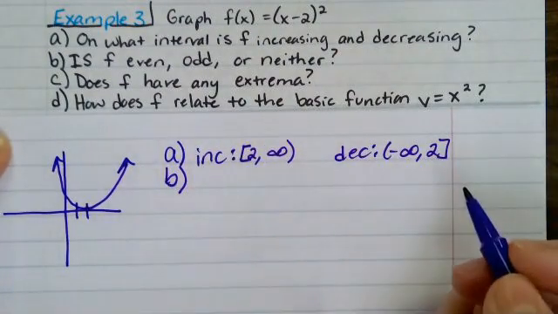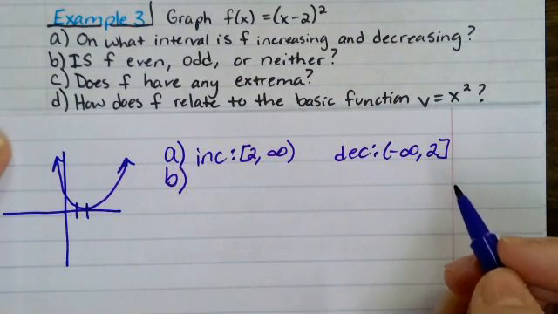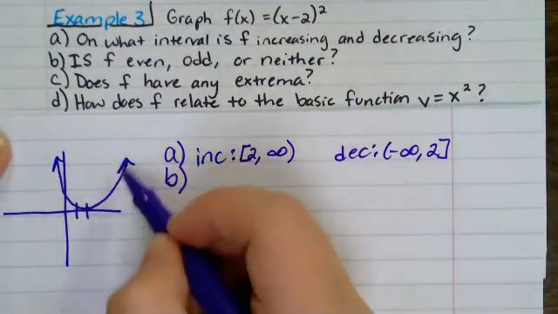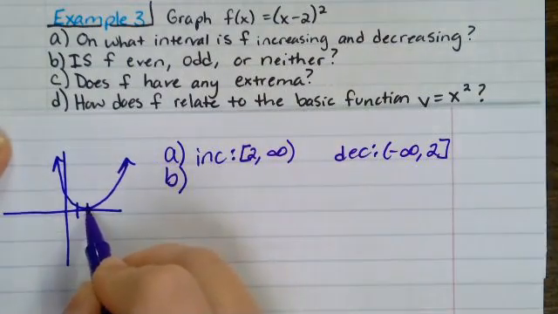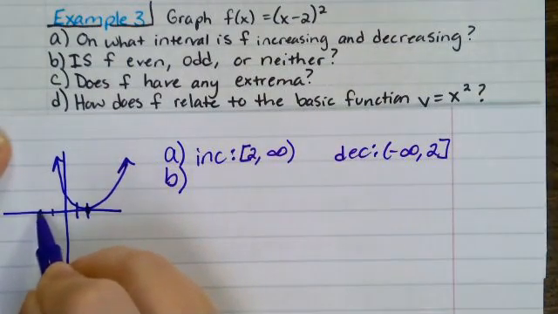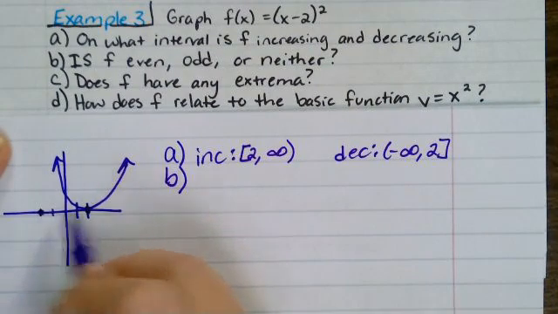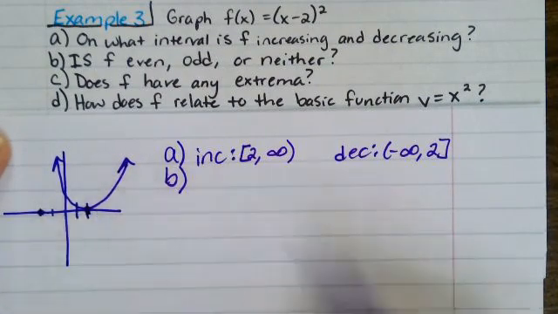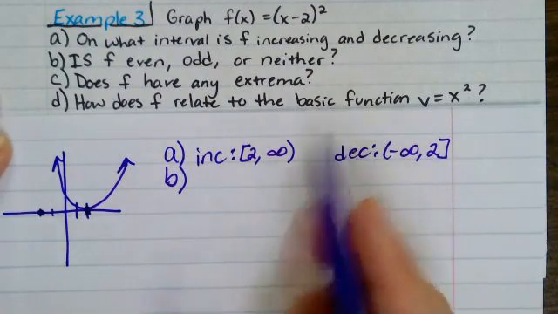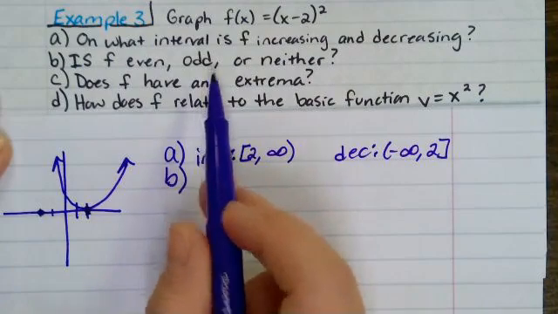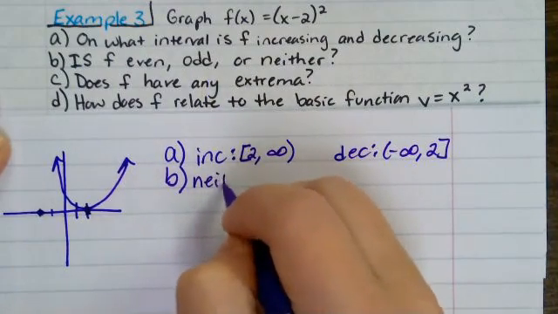Okay, now they said, is f even, odd, or neither? Well, here's an easy way to tell. This is not symmetrical across the y-axis. You see that there was this turning point here. There was not another one over on this other side, right? That is not symmetrical across the y-axis. Also, if you turn this upside down, it's not the same as it was right side up. So it's not even, it's not odd, meaning it would be neither.